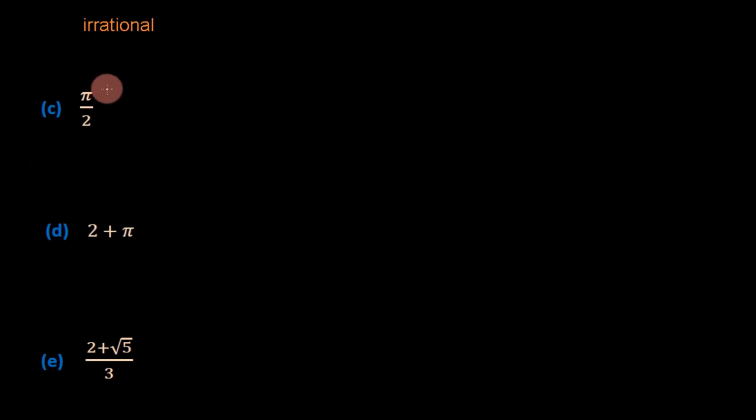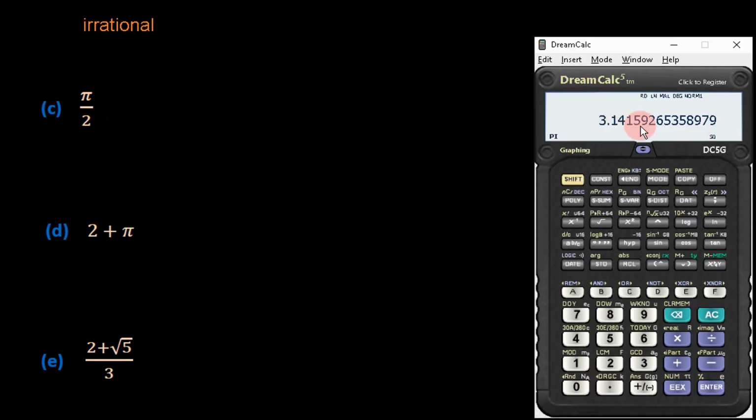Then in C, we have pi divided by 2. Once again, if we divide pi by 2, we'll still get a non-recurring, non-terminating decimal. So pi by 2 will also be irrational.